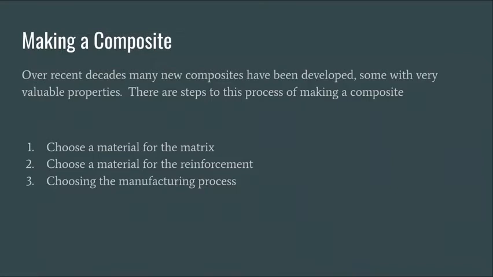So this is what was in the notes. It says, over recent decades, many new composites have been developed, some with very valuable properties, and there are steps to this process of making a composite. So the steps overall that we'll be talking about are choosing a material for the matrix, choosing a material for the reinforcement, and then choosing a manufacturing process. So we're going to go over each step separately and talk about the pros of picking a certain matrix or reinforcement and different manufacturing processes that can be used to make a composite.